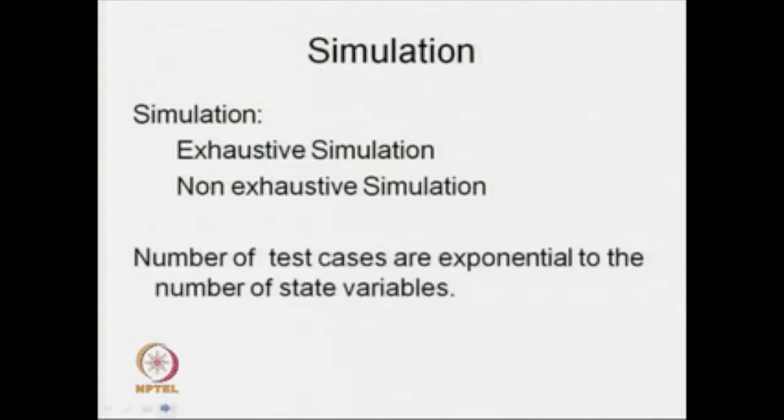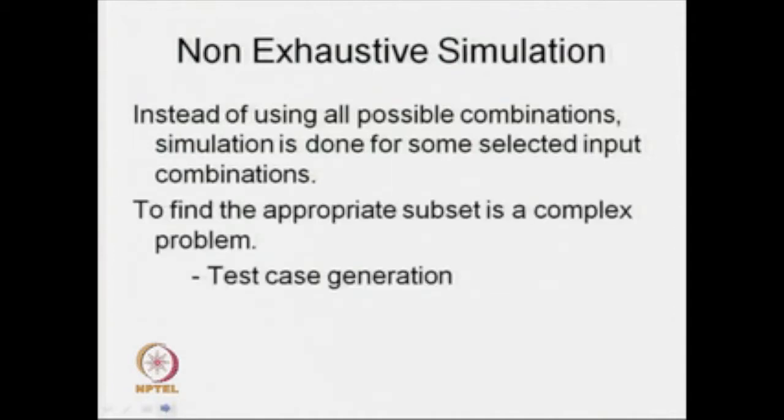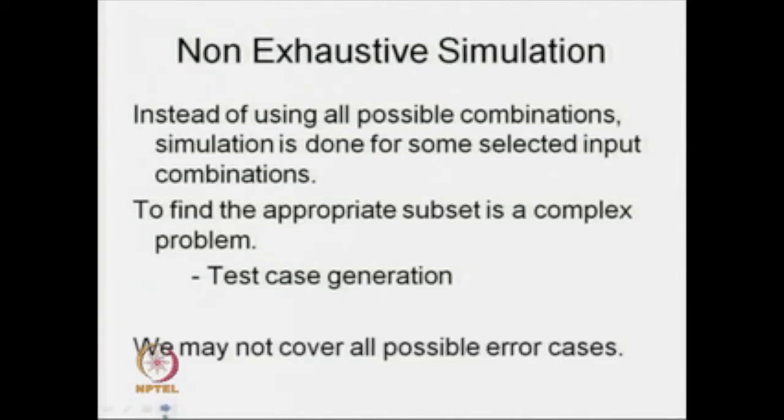So, the number of test cases is exponential, as I have already mentioned. In that case we test for some fixed number of input combinations. Instead of going for all possible combinations, we go for some selected combinations. Just summarizing: finding the appropriate subset is again a complex problem. So, we have another research problem here, how to find the appropriate subset of those input patterns. This comes under test case generation.